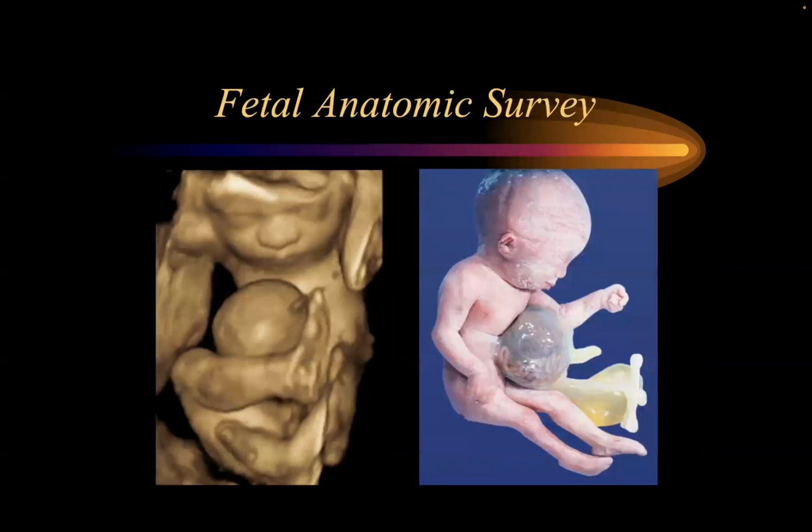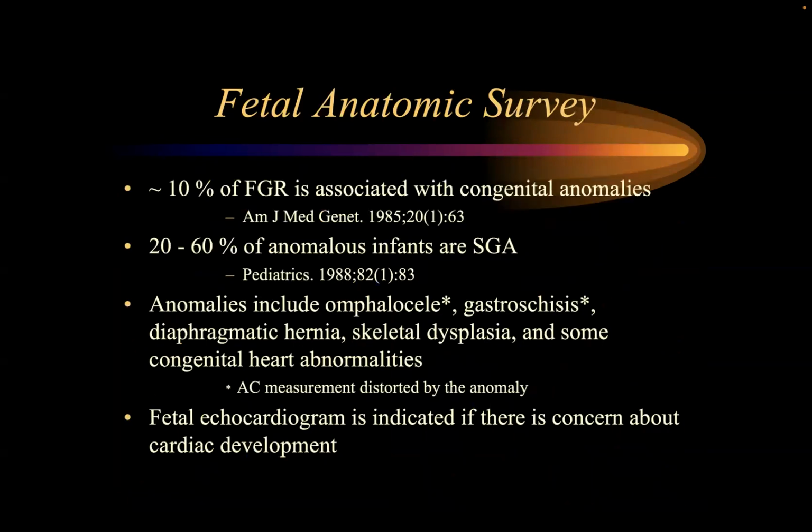So the first thing we do when we diagnose symmetric growth restriction is we do a very detailed anatomic survey of the fetus because there's a strong association between birth defects and growth restriction. Next slide. Approximately 10% of this growth restriction is associated with congenital anomalies. So that's definitely something we need to exclude as a cause. And inversely, 20 to 60% of babies with birth defects will ultimately be found to be growth restricted.